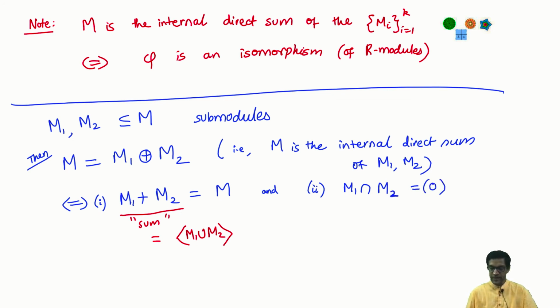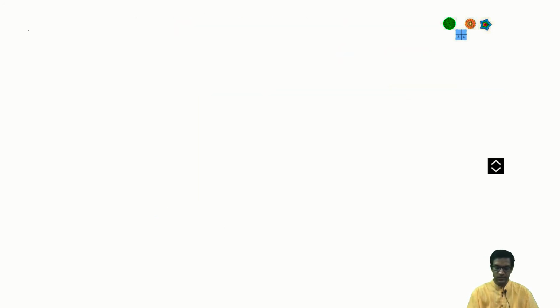So, I claim that if these two properties are satisfied, then M is just the internal direct sum of M1 and M2, and conversely. So, let us prove one direction, the other is sort of similar. Let me prove the reverse direction. If I know that M1 plus M2 is M and M1 intersection M2 is 0, why does it imply that M is the internal direct sum of M1 and M2? So, let us prove the converse.